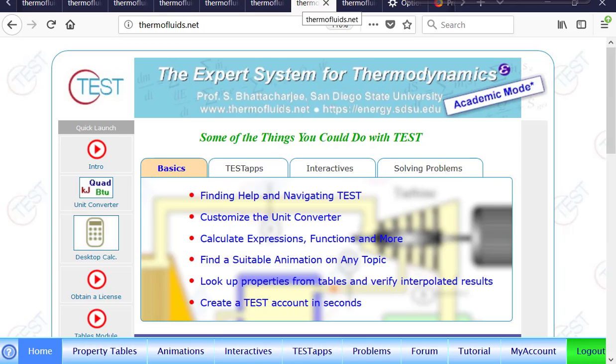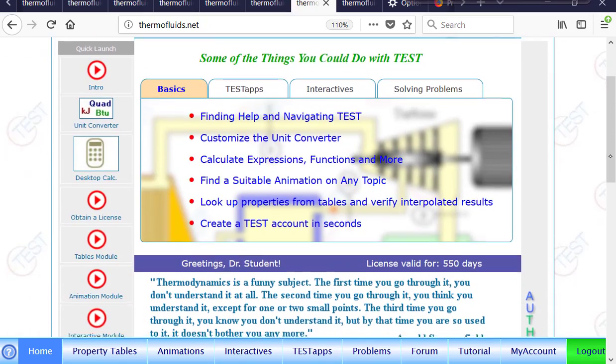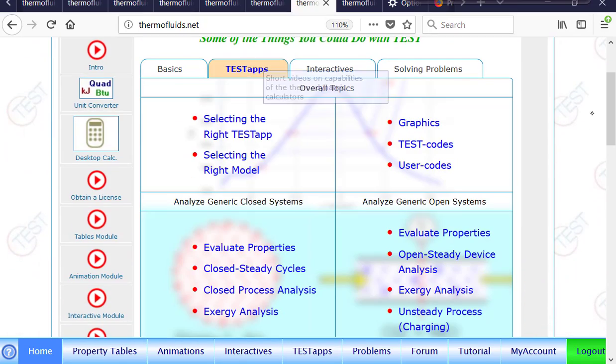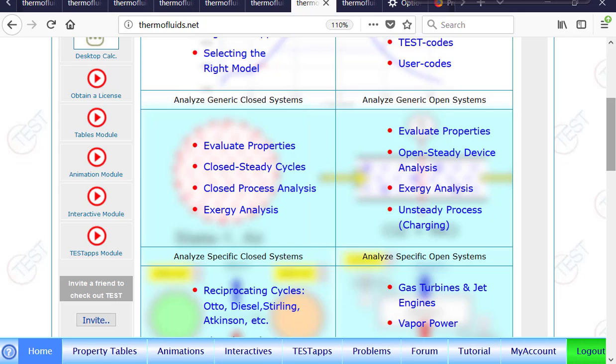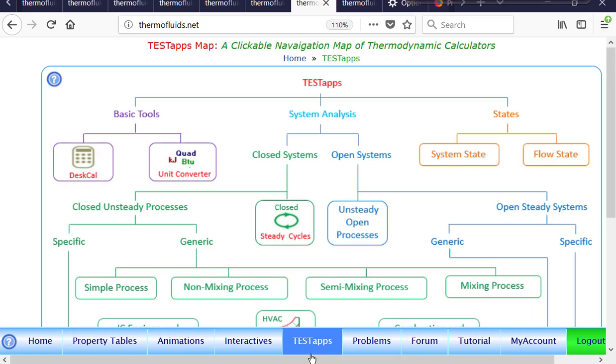Now that I've gone over the breadth of gas dynamics, let's first mention that before you launch the gas dynamics TESTcalc, make sure that you are very familiar with how to evaluate properties, especially the PG model, because air or any other gas is treated by the perfect gas model in gas dynamics. Understanding of open steady device analysis also is going to be very helpful. So let's go and launch the gas dynamics TESTcalc.